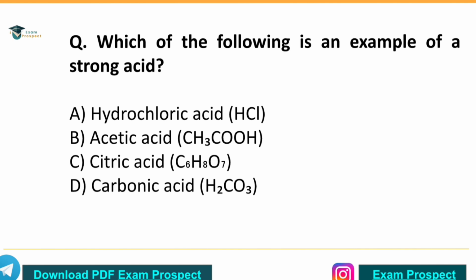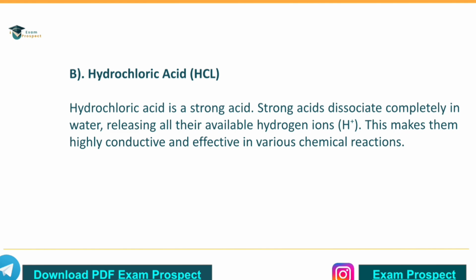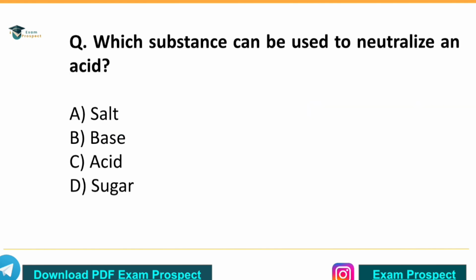Here, hydrochloric acid is a strong acid because strong acids dissociate completely in water, releasing all their available hydrogen ions, and this makes them highly conductive and effective in various chemical reactions. Next question, which substance can be used to neutralize an acid? The correct answer is option B, base. When a base reacts with an acid, a neutralization reaction occurs, and these reactions produce water and salt.